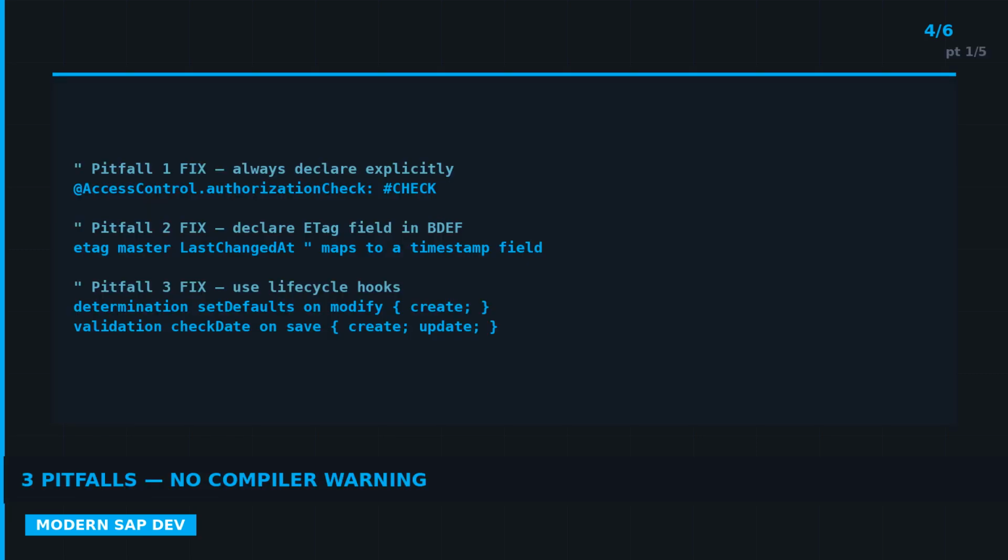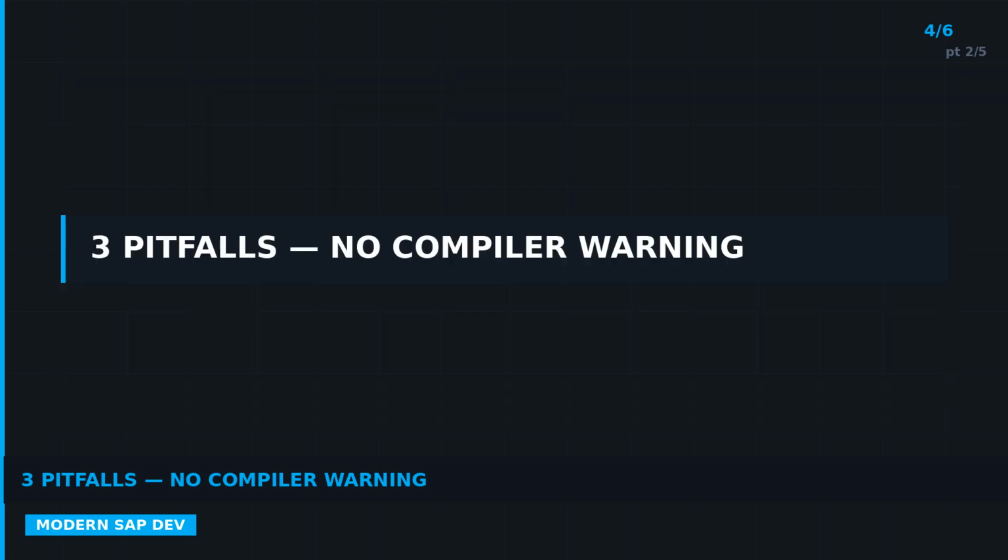Pitfall 2. ETag on managed entities. RAP's managed scenario handles ETags automatically, but only if you declare the field. Without ETags, your patch operations can silently overwrite concurrent changes. The Fiori app doesn't warn the user. The last write wins. In a sales order scenario, that's data integrity loss.